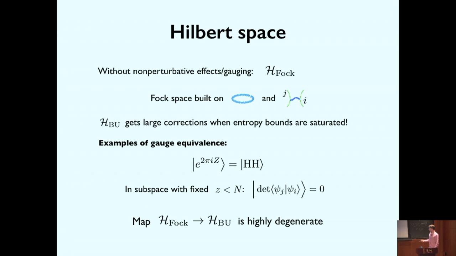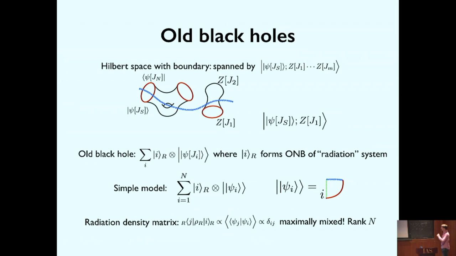Okay, so let's talk about old black holes. I was talking about Hilbert spaces before of just closed universes, but an obvious generalization is I can decide to put my cut, where I'm inserting a complete set of states, so that the cut passes through one of my asymptotic boundaries. Now the past has some complete boundary, Z of J1, but it also has some sort of half boundary with some open ends on the asymptotic AdS boundary.